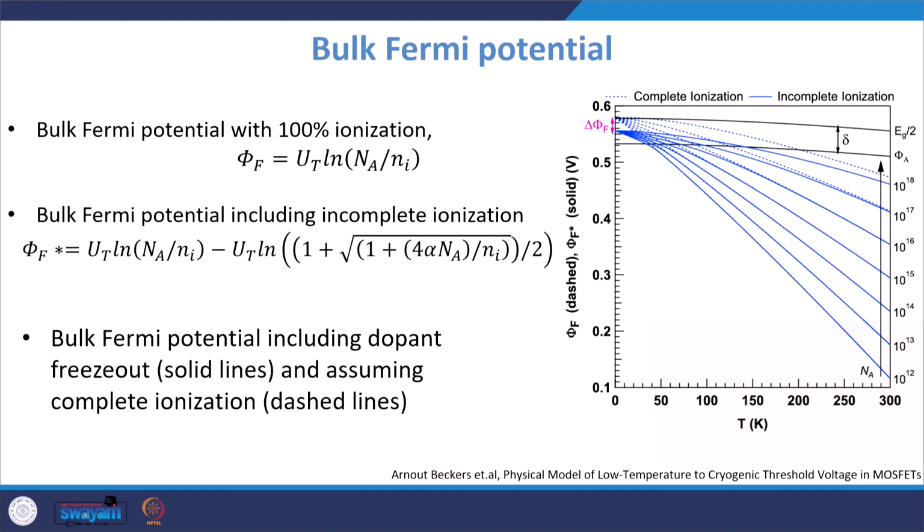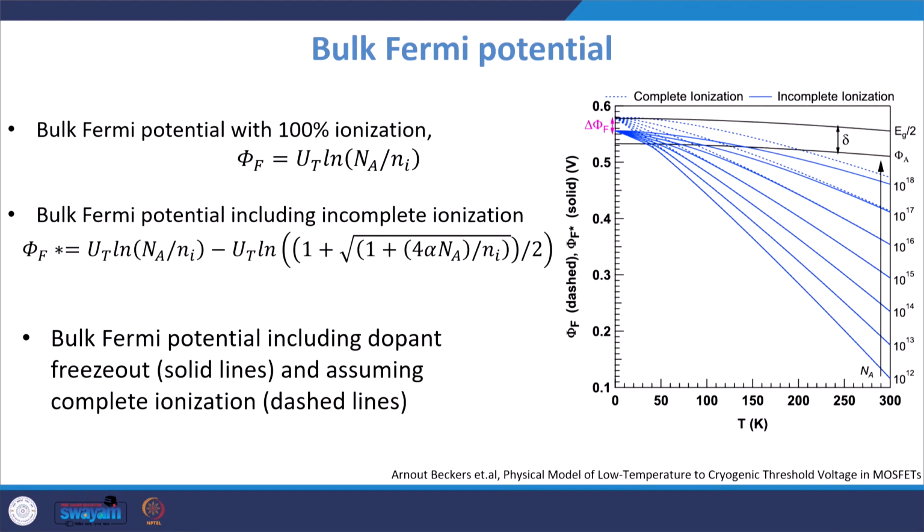Let's finally come to the bulk Fermi potential. So two things which we are looking into. The whole idea came into the picture because you had an incomplete ionization factor coming into the picture. Why incomplete? Because the energies are not high enough for the electrons to get generated and contribute. That's the reason we define that to be incomplete.